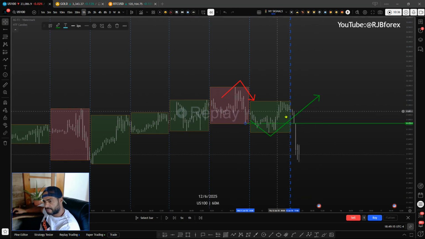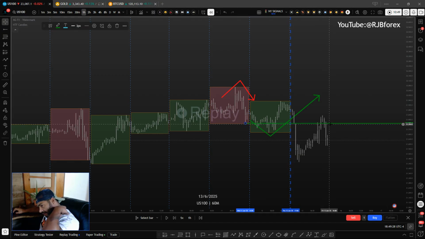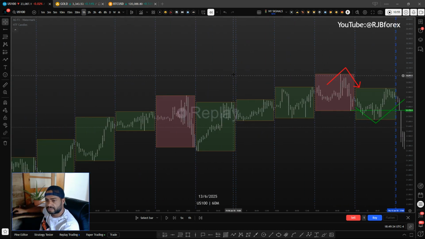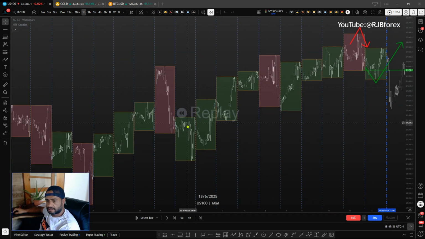So day 1, day 2, day 3. And anything below here is a sell setup. So there we have a sell setup in the afternoon. Let's have a look at this. Looks closing back inside. Breakdown closing back inside.